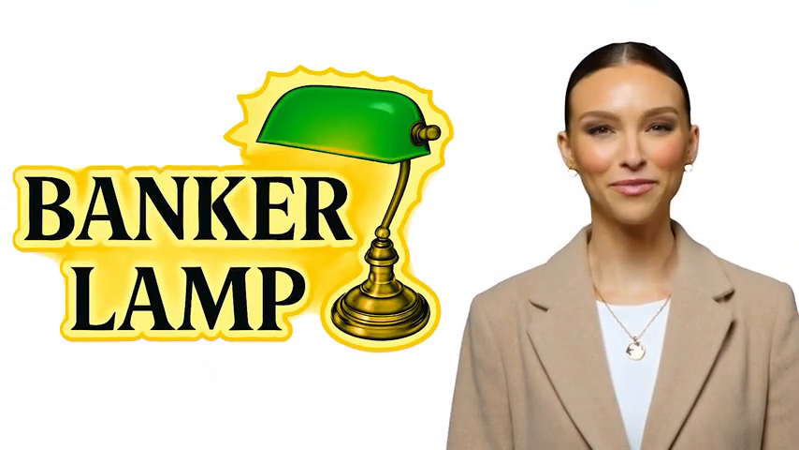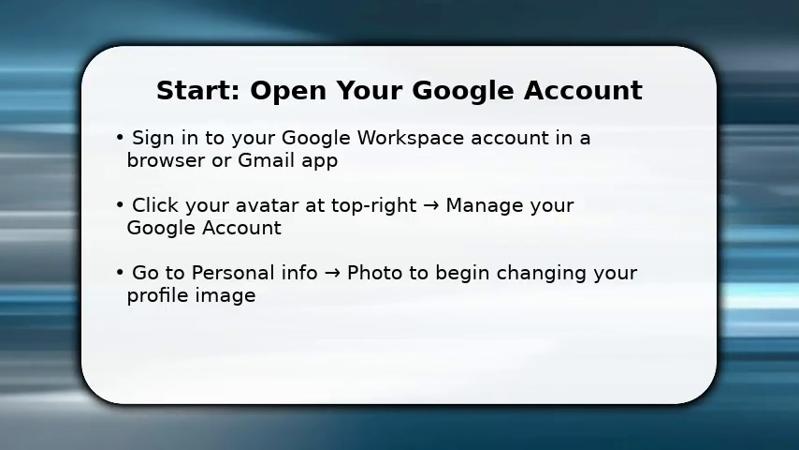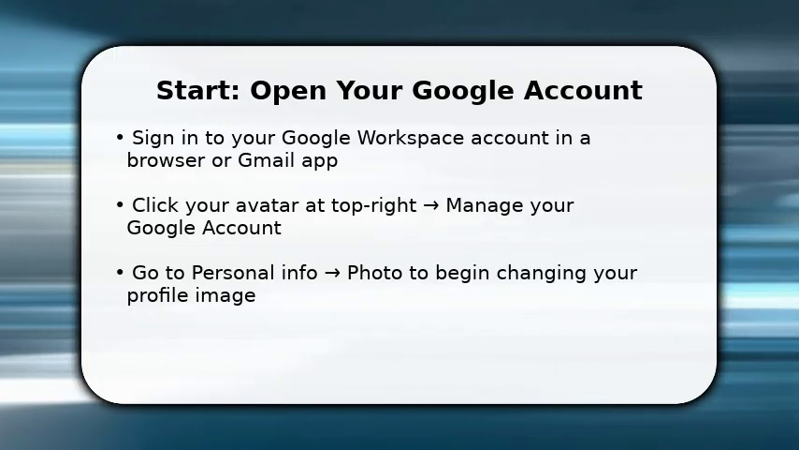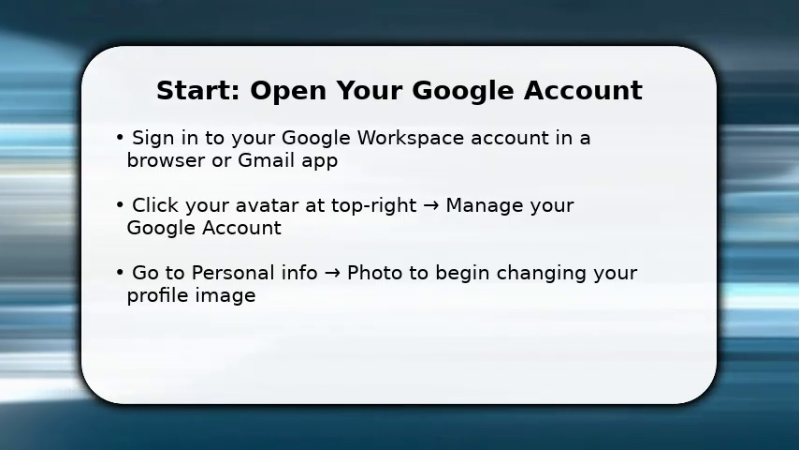Please enjoy the video. You begin by signing into your Google Workspace account in a browser or the Gmail web app. Once signed in, click your avatar in the top right corner and choose Manage Your Google Account. Then navigate to Personal Info and find the Photo section. This is where you control the image that appears across Workspace apps. Do this first so you're editing the right account.